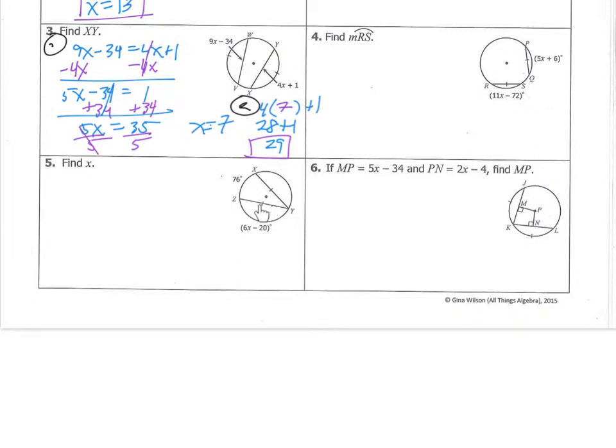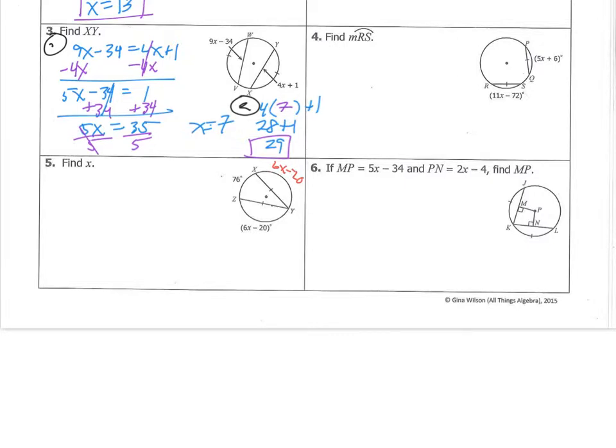Nathan? So he said subtract 76 from 360 and then divide by 2. So I would prefer to set up an algebraic equation, but I understand where you're coming from. So there's a couple of ways that you could do this. You could subtract the 76 from 360, right? And then shouldn't, if these chords are congruent, aren't their arcs congruent? Well, this arc right here is 6x minus 20. Doesn't that mean that this arc right here is also 6x minus 20?